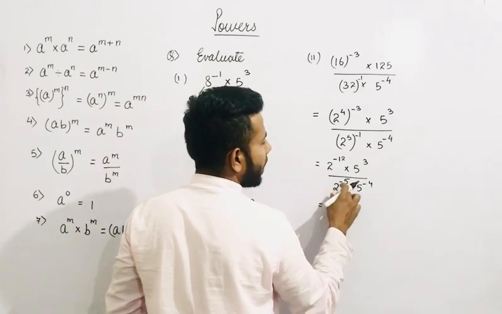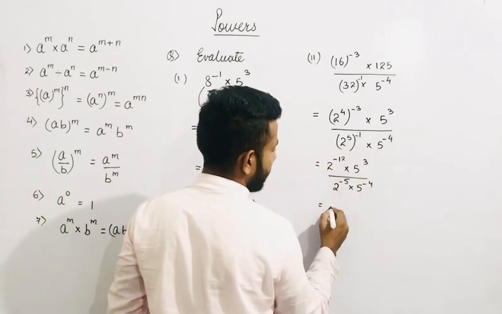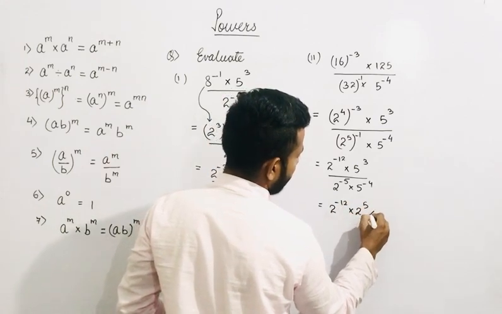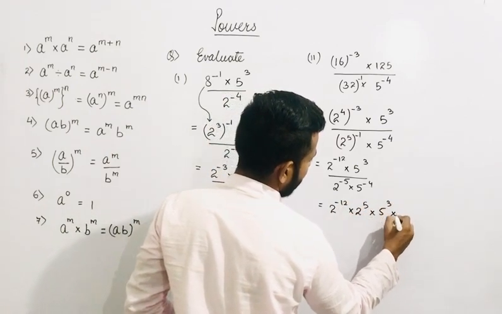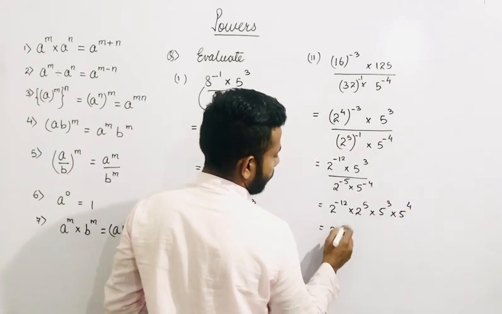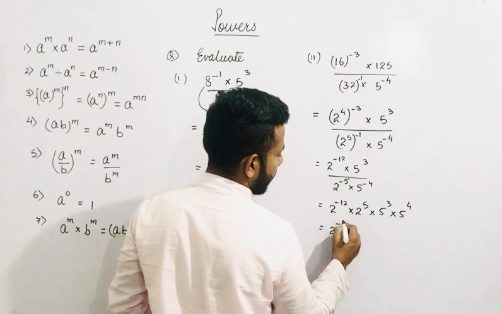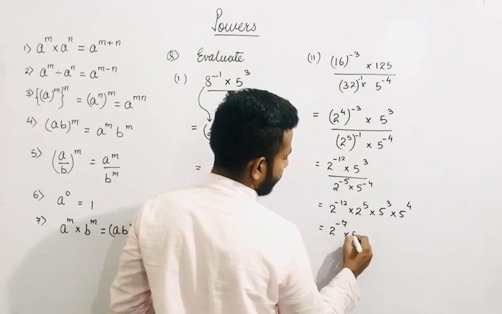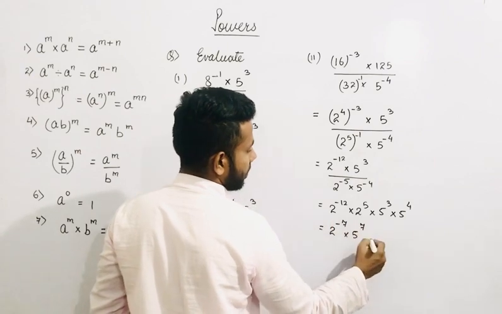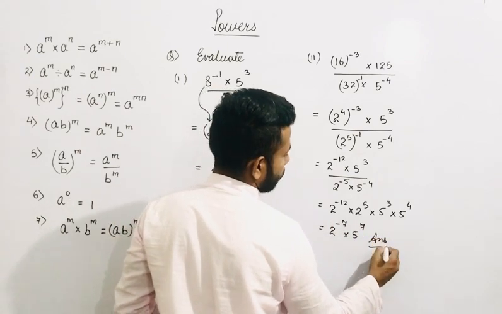So when you move a negative power upward, it becomes positive. So it will become 2 to the power minus 12 into 2 to the power 5 into 5 to the power 3 into 5 to the power 4. So it becomes 2 to the power minus 12 plus 5. It becomes 2 to the power minus 7 into 5 to the power 7. This is the answer. This is how you solve it.